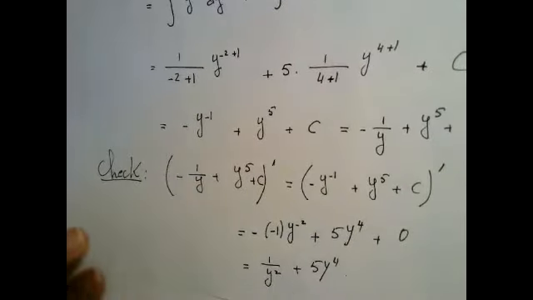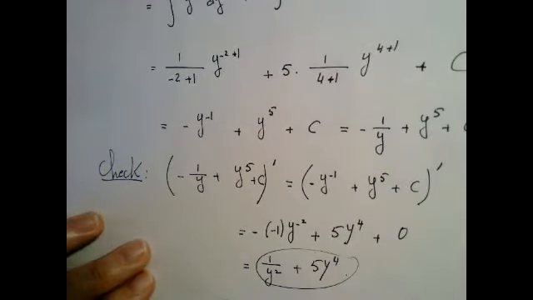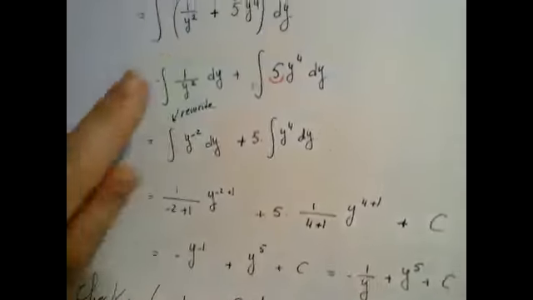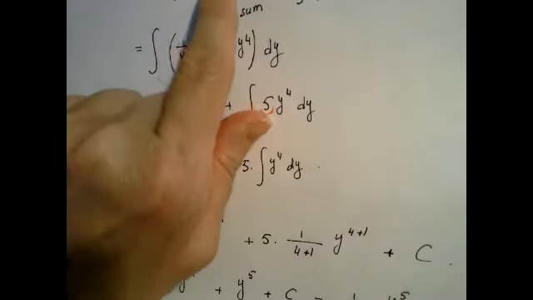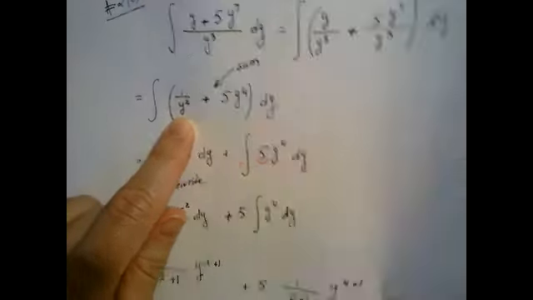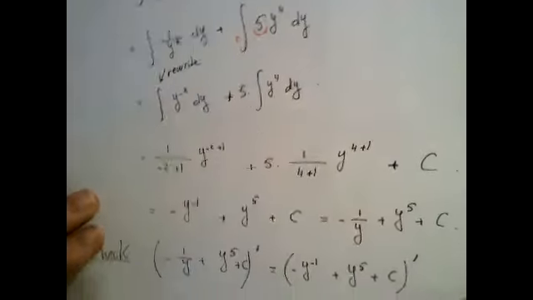So if I differentiate, I get that. Now I go back and see, does this make sense? And actually it does, because when I broke this up, I got 1 over y squared plus 5y to the 4, which is exactly what I have here.